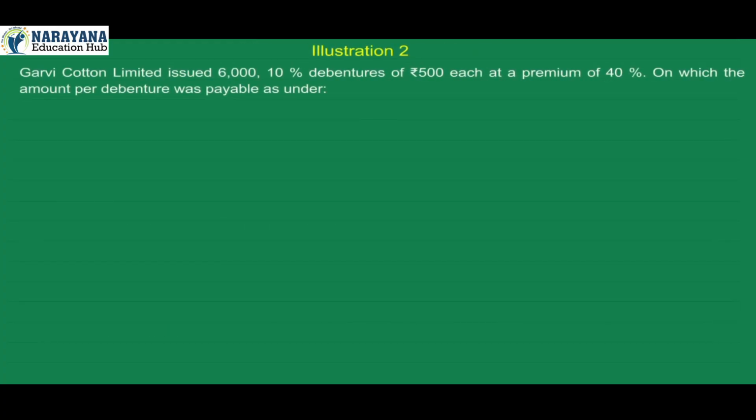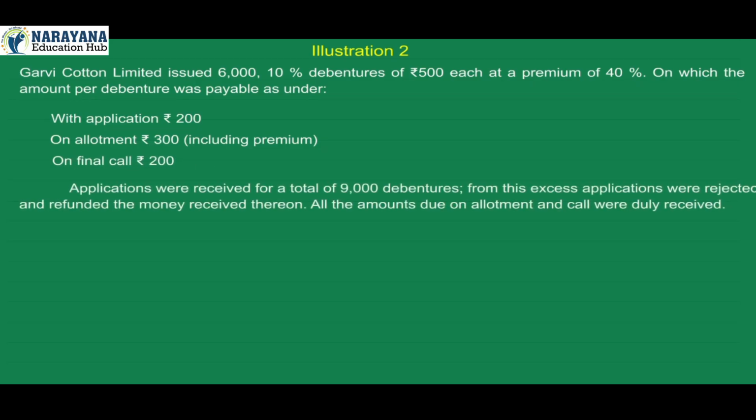Illustration 2. Garvi Cotton Limited issued 6,000 10% debentures of ₹500 each at a premium of 40%, on which the amount per debenture was payable as under: with application ₹200, on allotment ₹300 including premium, on final call ₹200. Applications were received for a total of 9,000 debentures. The excess applications were rejected and the money received thereon was refunded. All the amounts due on allotment and call were duly received. Pass journal entries in the books of the company.